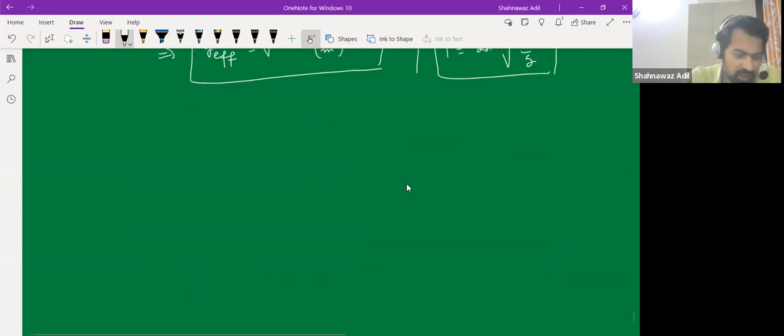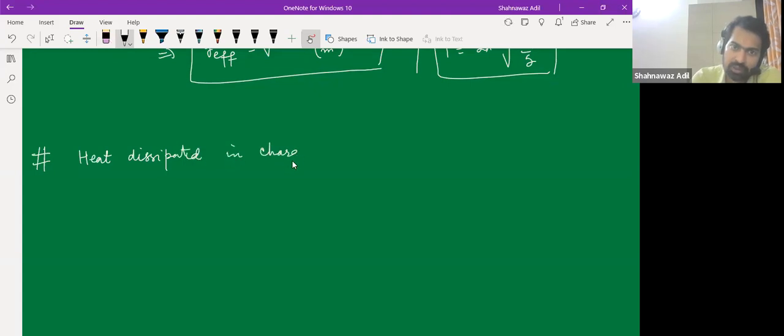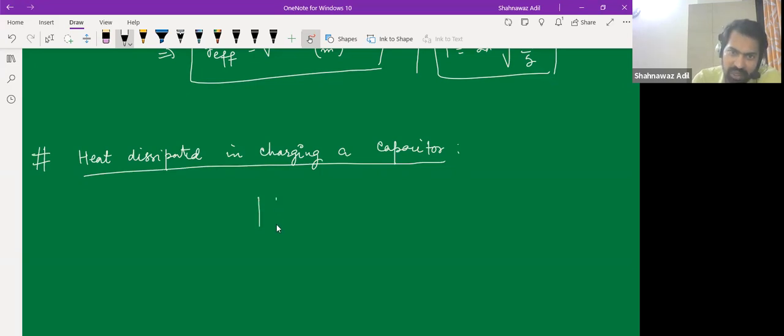Now the next topic is heat dissipated in charging a capacitor. Right. So what do we have? We have an uncharged capacitor, right? And this is uncharged, right?